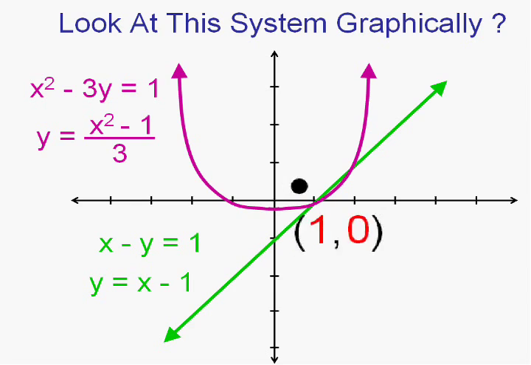And guess what? One point of intersection is the point 1, 0, and the other point of intersection is in fact the point 2, 1. So it does work. We didn't need to graph it, but it's nice to see what's going on, isn't it?